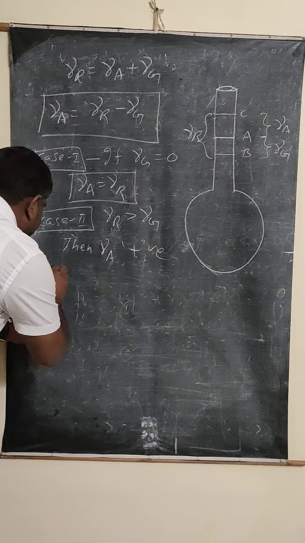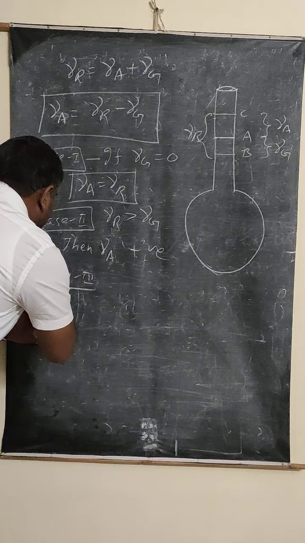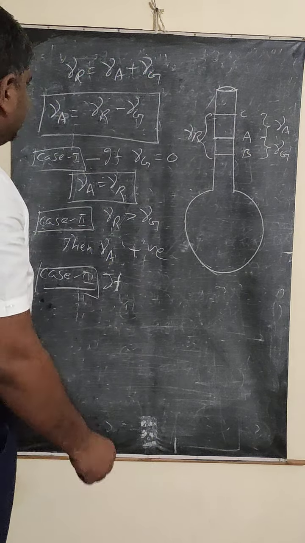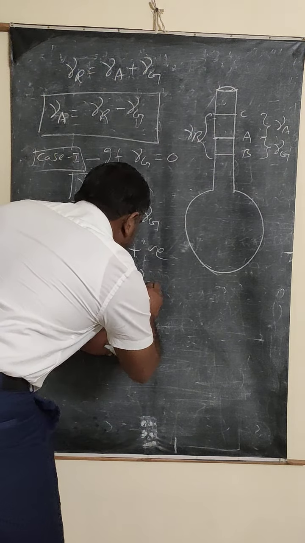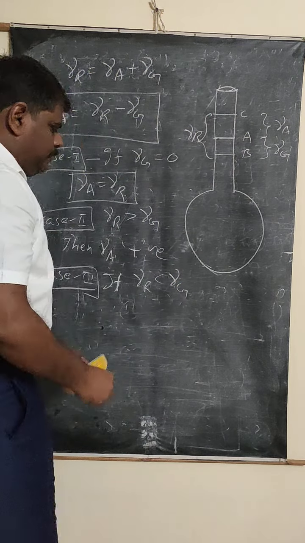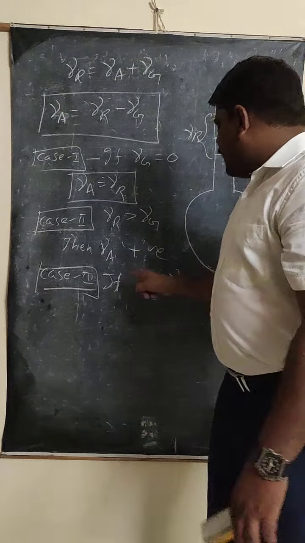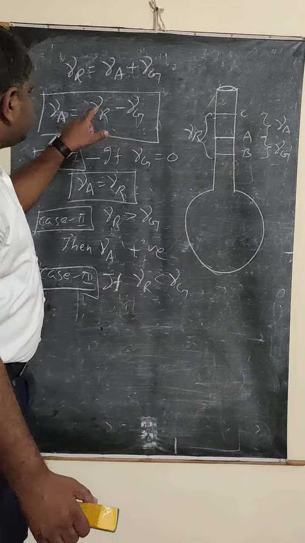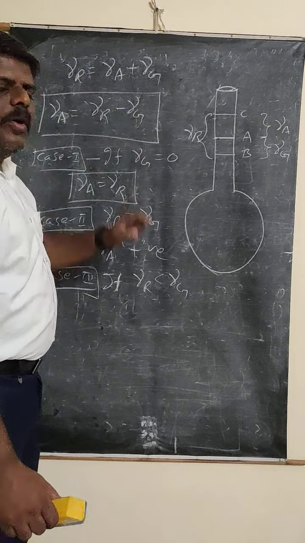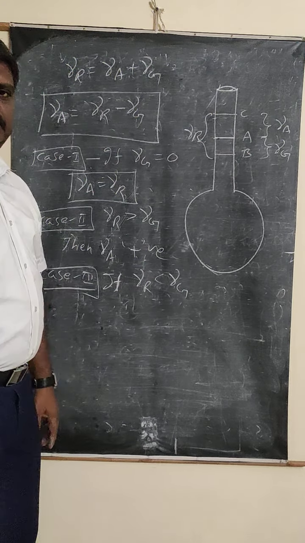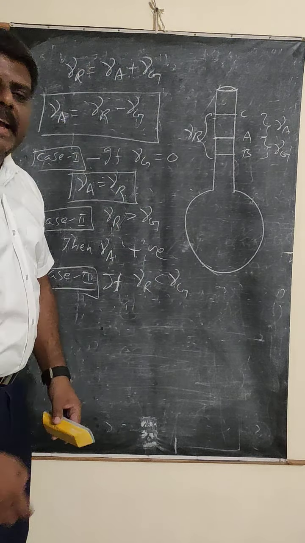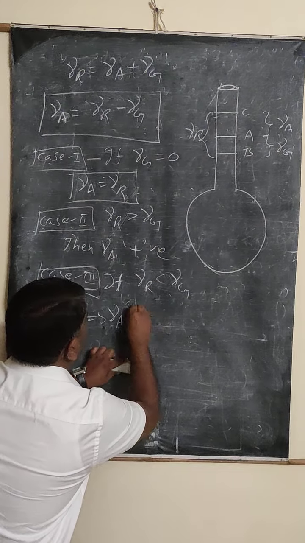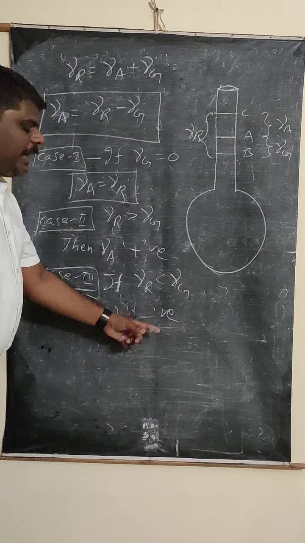Next, we are going to take case 3. In case 3, we are taking that gamma r is less than gamma g. What is the condition? Gamma r is less than gamma g. If so, what happens to the relation here? Gamma r is less, gamma g is more. The negative value is more, the positive value is less. Obviously, gamma a becomes negative. That implies gamma a is negative.